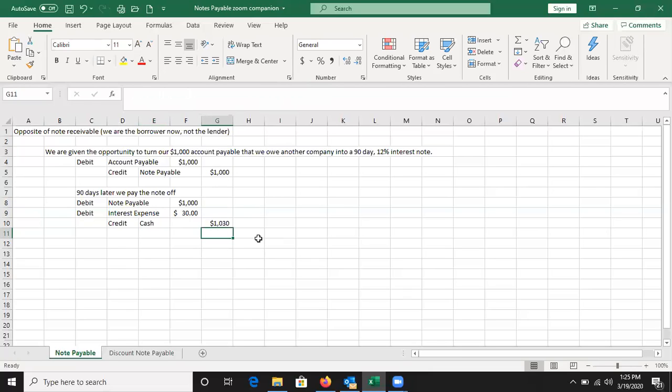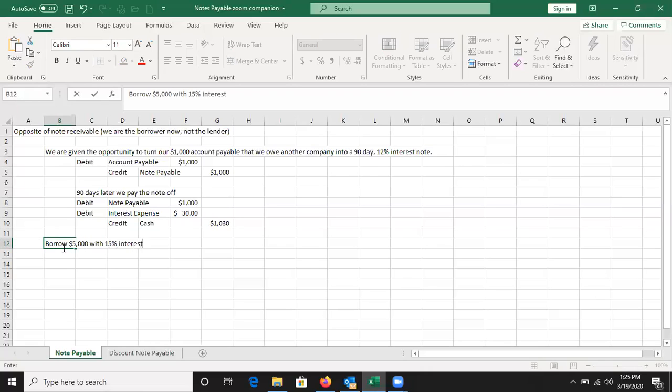Okay? So another common way we see notes come about is just like a normal loan. So instead of turning accounts payable into a note payable, we could just borrow money and recognize a note payable. It's like a small term loan. So let's say we have a new objective. Let's say we borrow $5,000 with 15% interest for 90 days.